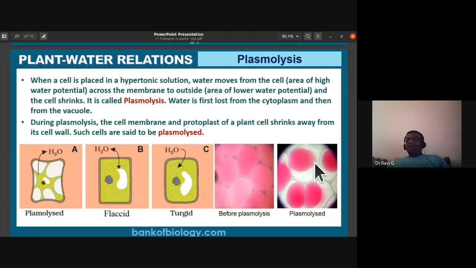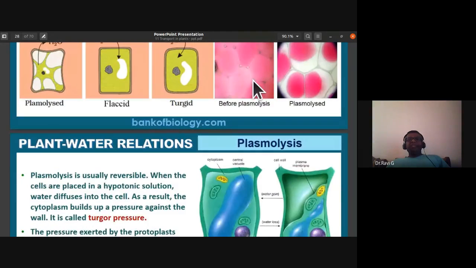So the cytoplasm has shrunk, the protoplasm has shrunk along with the plasma membrane, and you can notice the shrinking of the protoplasm and the plasma membrane away from the cell wall. So this is a plasmolyzed cell, which you notice in the case of this Rhoeo leaf. That experiment you'll be doing in the lab, where you have to demonstrate this plasmolysis. These are all pictures seen through the microscope.